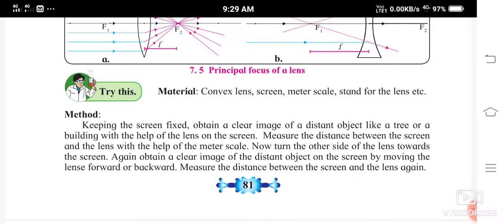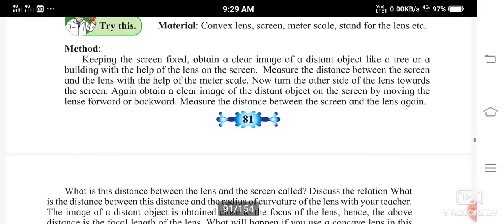Then the method: keeping the screen fixed, obtain a clear image of a distant object like a tree or a building with the help of the lens on the screen. So you keep the screen fixed and obtain the image of a tree or a building, any distant object, on this screen. Then measure the distance between the screen and the lens with the help of the meter scale.